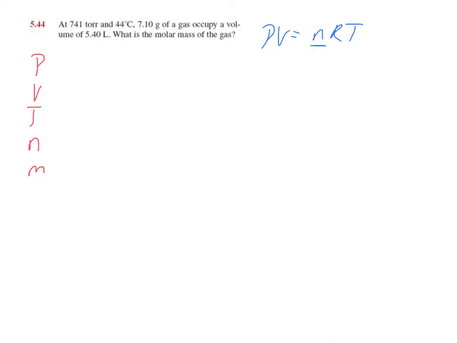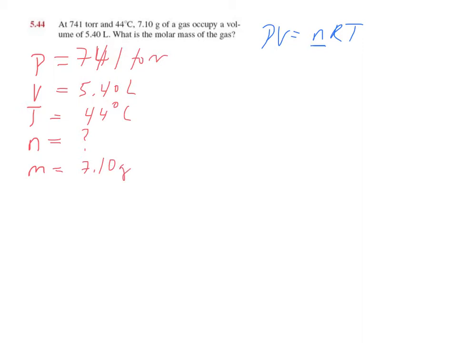So if I know the number of grams and I know the number of moles, if I divide the number of grams by the number of moles, that's the molar mass. So let's take a look. What have we got here? Pressure is given as 741 torr. The volume was given as 5.40 liters. The temperature is 44 degrees C. We don't know n. And our mass was given as 7.10 grams.